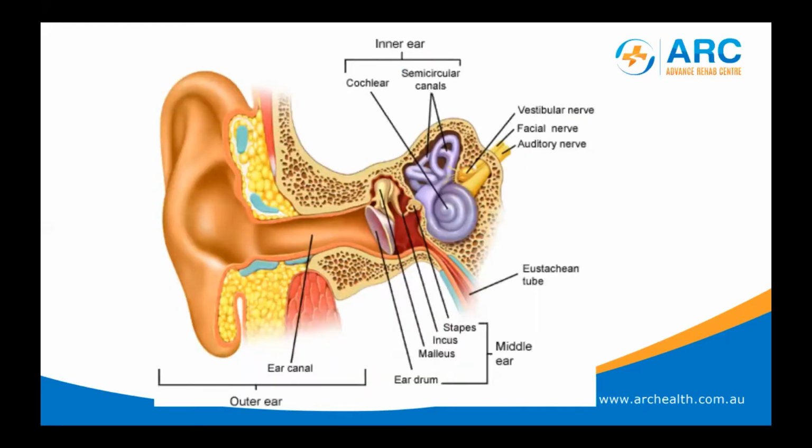So this is a diagram of the inner ear. On the left of your screen, you'll see the outer ear, followed by the middle ear, and then those purple structures on the right side of the ear is essentially your balance organs. The snail-shaped structure is the cochlea, which is responsible for hearing, and then you'll see those circular type pieces above the cochlea, which we call the semicircular canals.